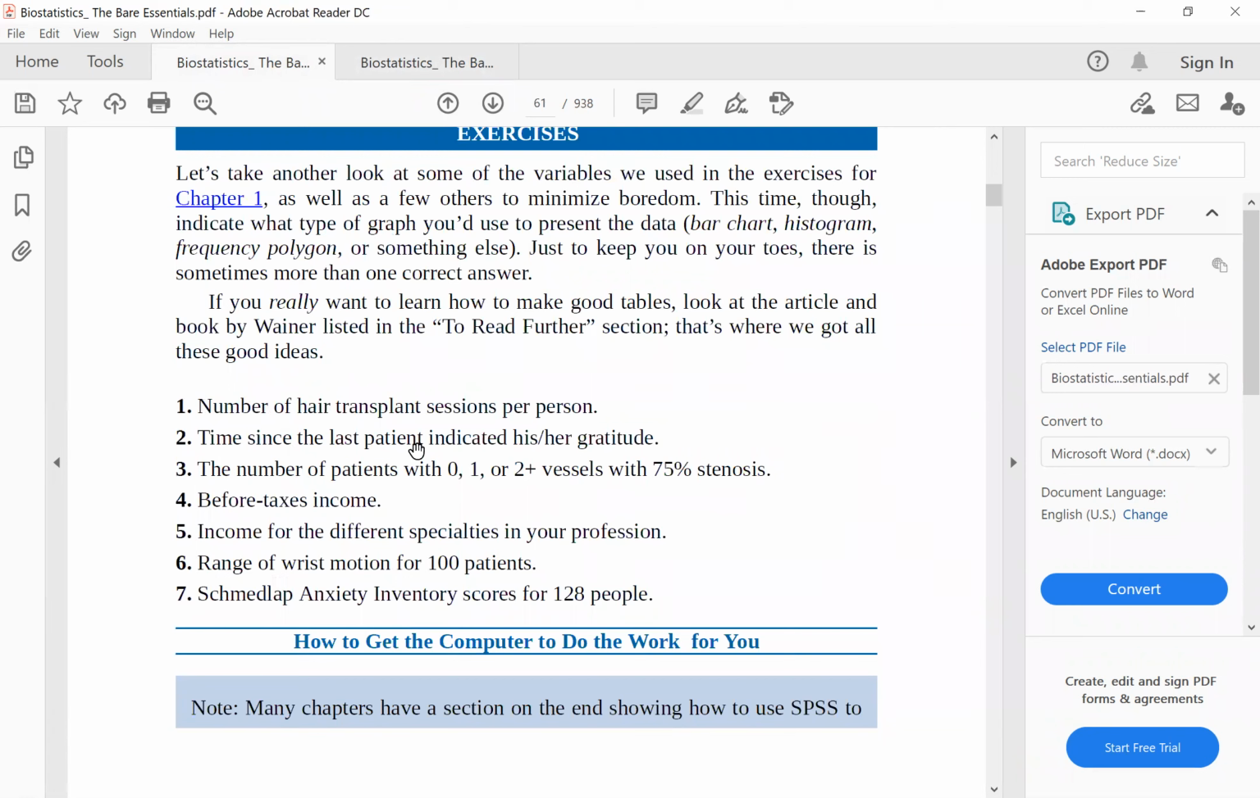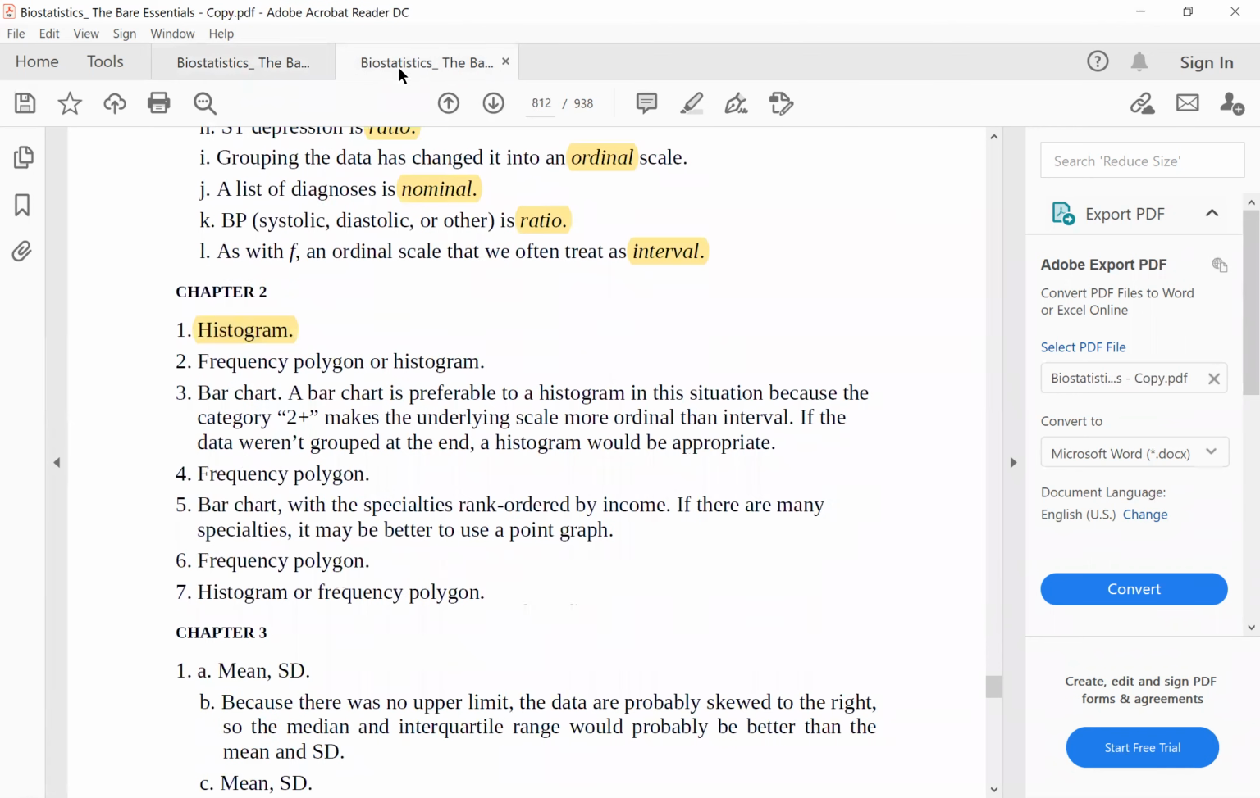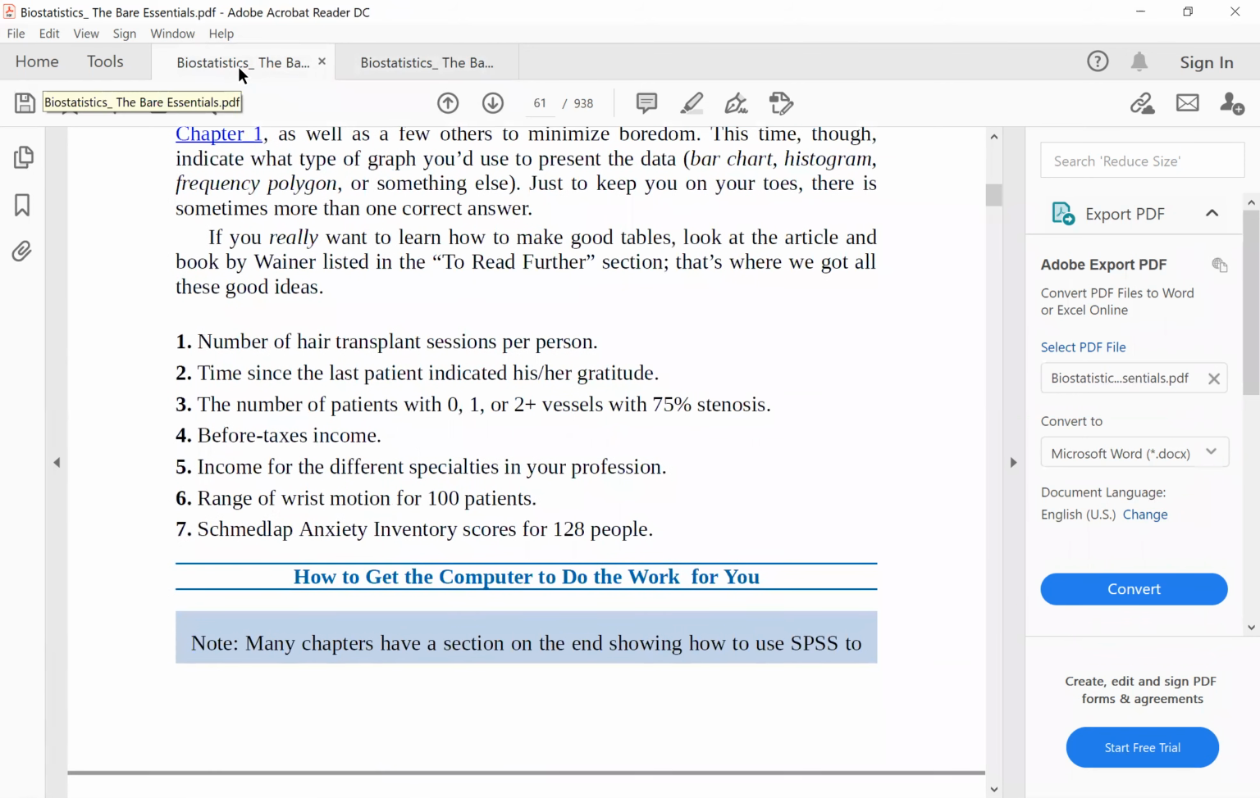Number two, time since last patient indicated his or her gratitude. This is a frequency plot or histogram accordingly. Number three, the number of patients with 0, 1, or 2+ results, 75% stenosis.